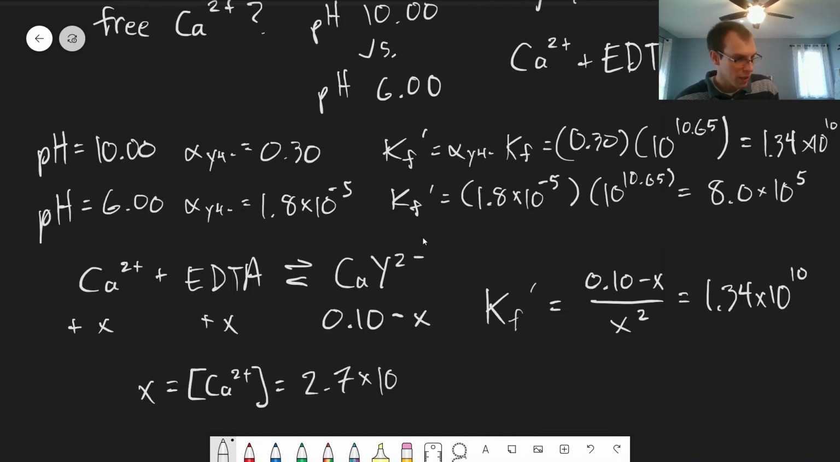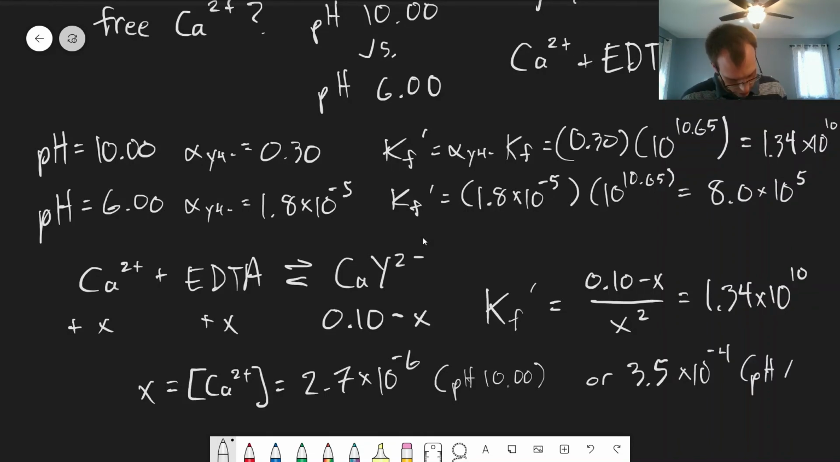2.7 times 10 to the minus 6. This is the pH 10. And we should expect a higher concentration at pH 6 because Kf prime is smaller. And then at pH 6, we get 3.5 times 10 to the minus 4. Okay, so we can see a 2 order of magnitude change as we change the pH from 10 to 6. And if we kept going to a lower pH, we'd see an even bigger change.